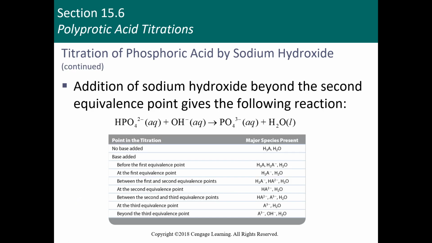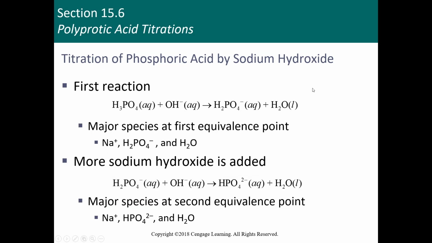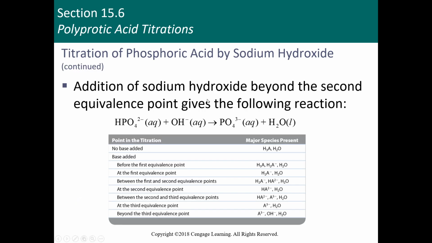Okay, so the addition of sodium hydroxide beyond the second equivalence point, well, again, your product at that second equivalence point was HPO4 2-. This was another acid, wasn't it? So when you add more sodium hydroxide after that, you are just doing another titration, this one of HPO4 2-. So you start titrating HPO4 2- using OH minus, and you get the PO4 3 minus, which is its conjugate base.